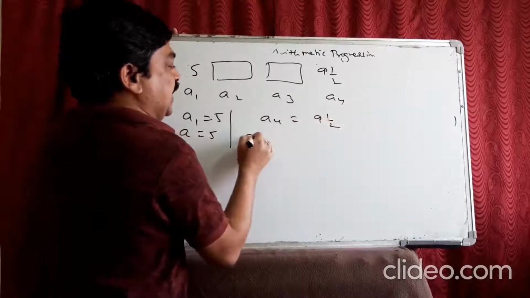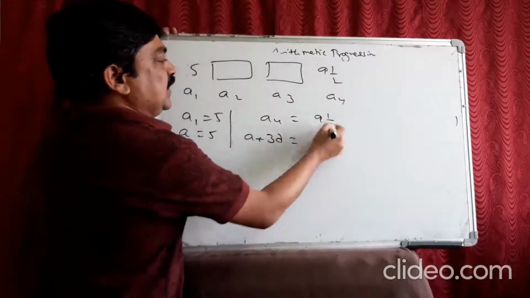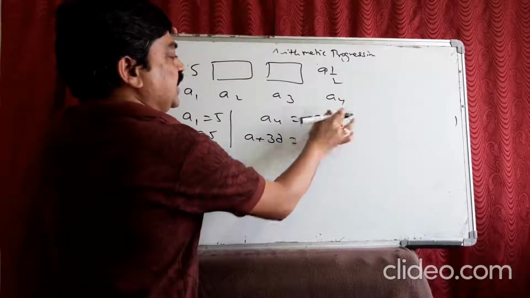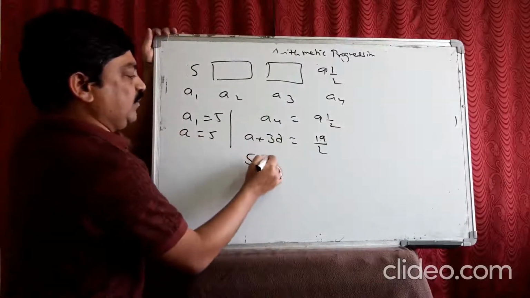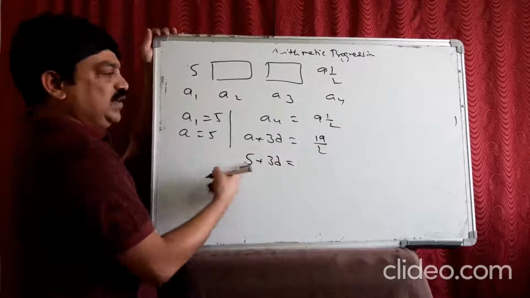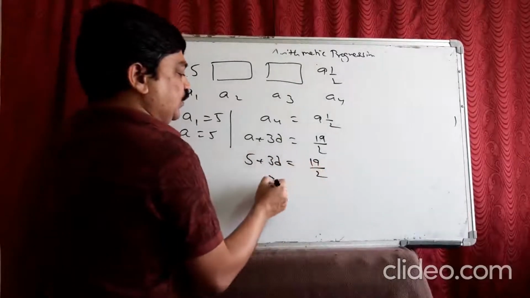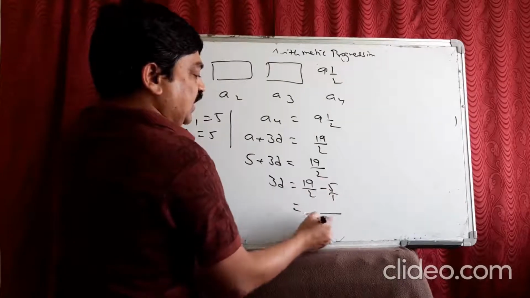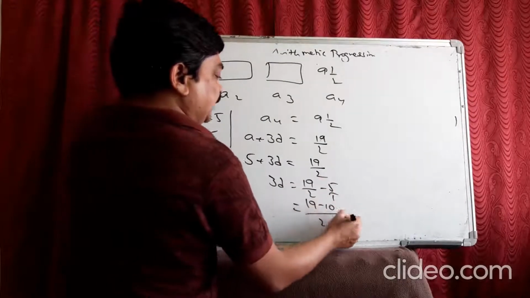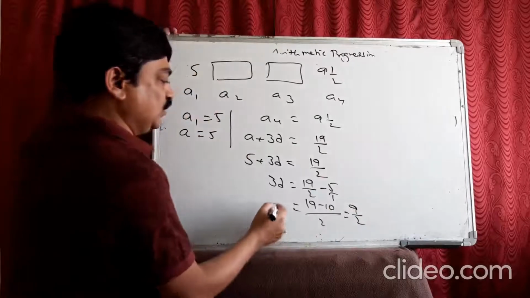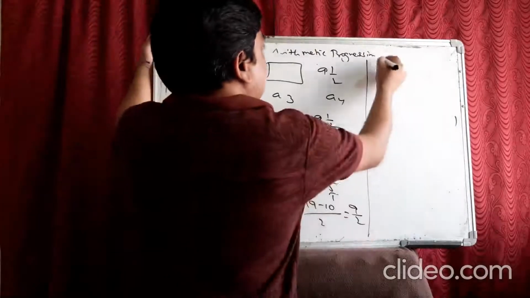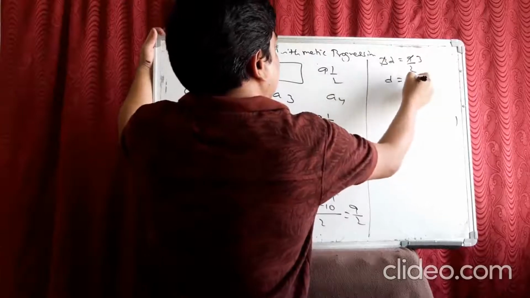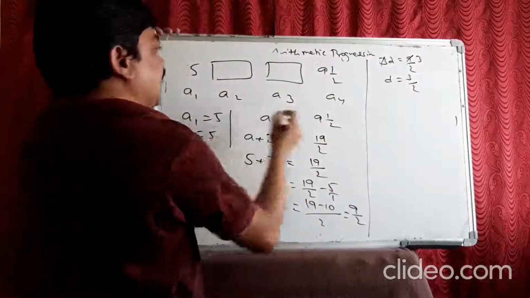That means A plus 3D is 19 by 2. 2 9s are 18 plus 1. This is 5 plus 3D because A is 5 here. 3D is equal to 19 by 2 minus 5. LCM is 2, 19 minus 10, 9 by 2. So that means 3D is equal to 9 by 2, D is equal to 3 by 2. You got the values of A and D.